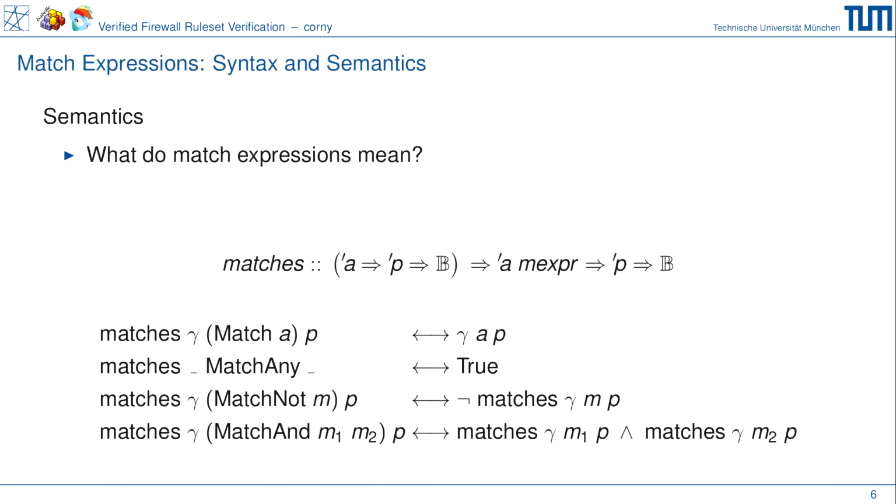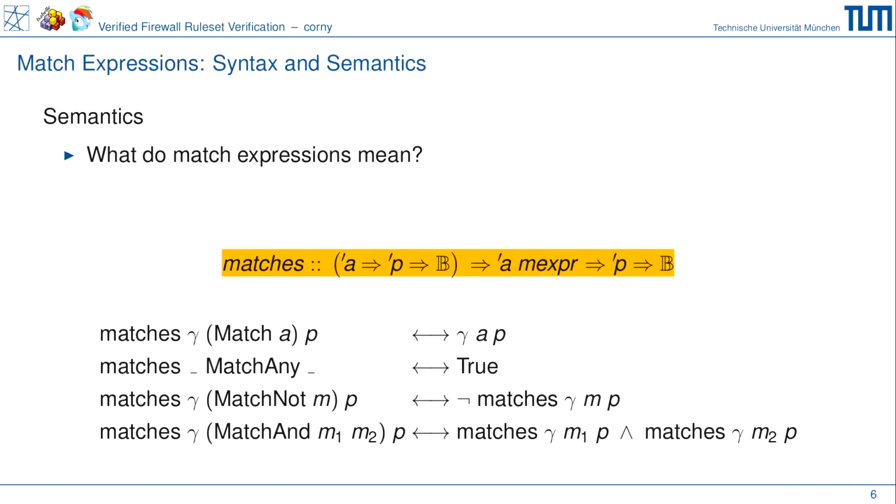Well, so we have to specify the semantics. The semantics is all about what match expressions mean. Match expressions are matching on packets, so we can't specify the semantics without a packet. Let's look at the type signature of the matching semantics first. There it is, looks a bit intimidating at first. Let's look at what we have there.